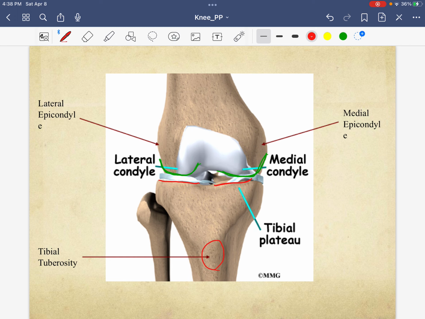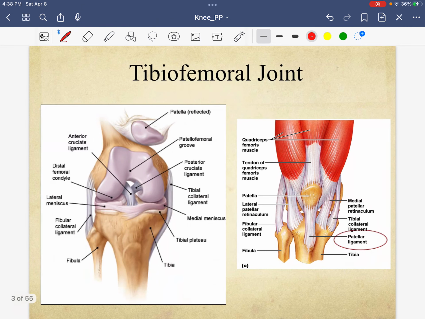And then just be aware that the head of the fibula is here. I'm going to point that out, the head of the fibula, as a reminder, just anatomically where it is, because we can see that the fibula does not make part of the knee joint. The knee joint is the tibia and the femur, and that's it, not the fibula.